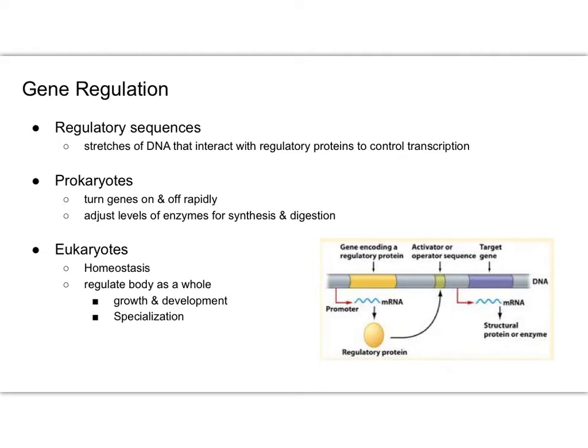So the first thing we're going to talk about here is regulatory sequences. A regulatory sequence is what its name suggests. It's a chunk of DNA that's going to interact with regulatory proteins to help control transcription. For example, you can see in this picture here, there is a gene, the yellow, that's encoding the regulatory protein. So that will produce this regulatory protein. And that regulatory protein then affects the target gene, whether that target gene is produced or not.